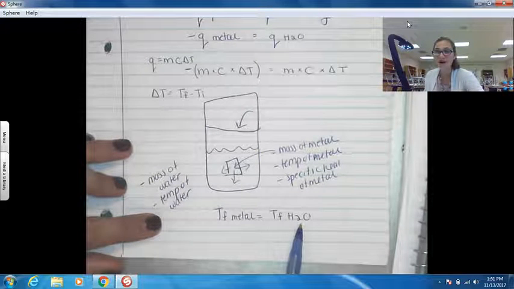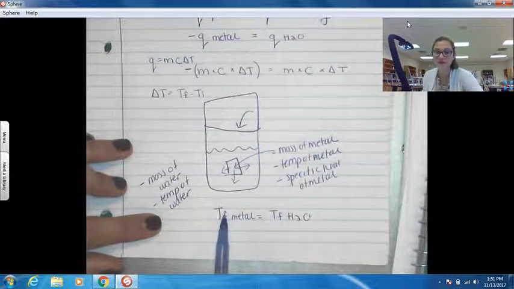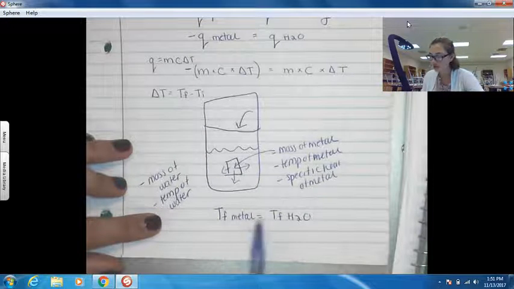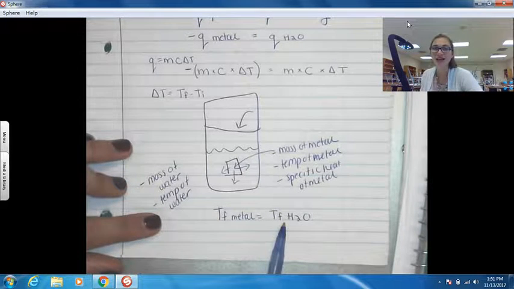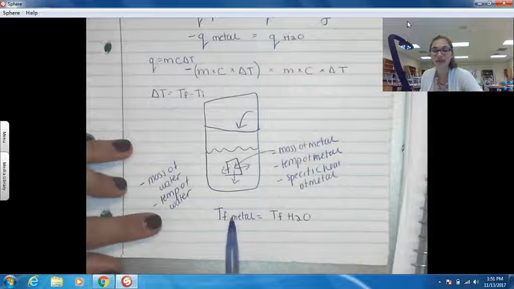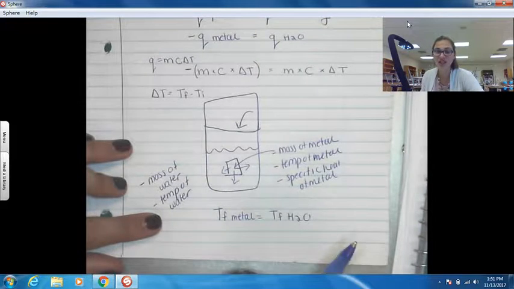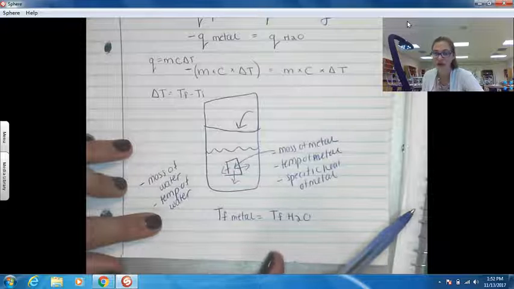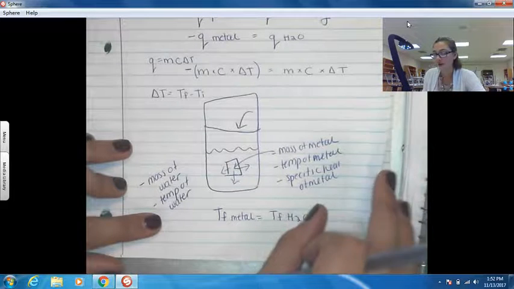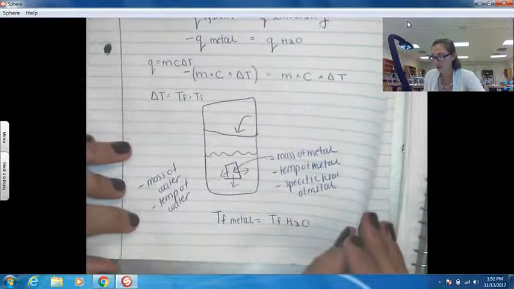So in problems, they're not going to give you the final temperature of both of them. They're only going to give you the final temperature of one and assume that you know that heat keeps exchanging until the temperature has reached equilibrium. Equilibrium meaning that the final temperature for the metal and the water are the same. All right, so let's see how this plays out in a problem.